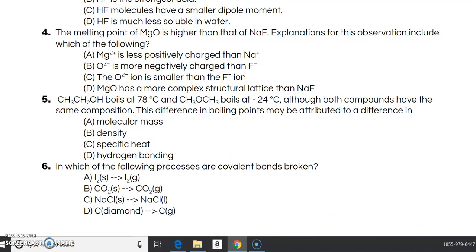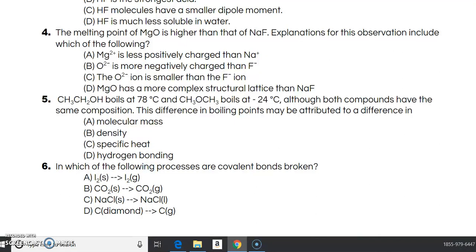Question number 4. Melting point of magnesium oxide is higher than sodium fluoride. In this case, when we're looking at melting point, we're going to focus on the anion aspect because that's where you're going to see the polarity. And in this case, because these are ionic, who can gain the most amount of electrons? And of course, oxygen in magnesium oxide is technically more negatively charged than fluorine. So therefore, question number 4, B is the best answer. So the higher the electronegative charge, the higher the melting point.